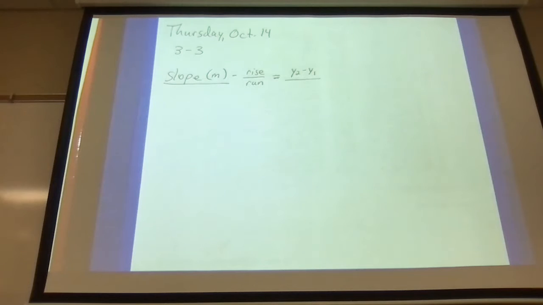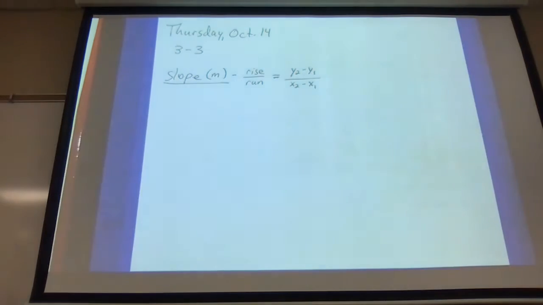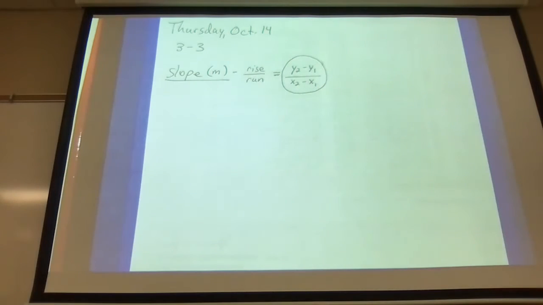And then on the bottom we're going to do run. Run tells you how far you move left or right. The x-axis moves left and right. So find the run and then subtract the x coordinates. And this is the part you'll have to be able to do when it comes to finding the slope today. Subtract the y's over the x's.